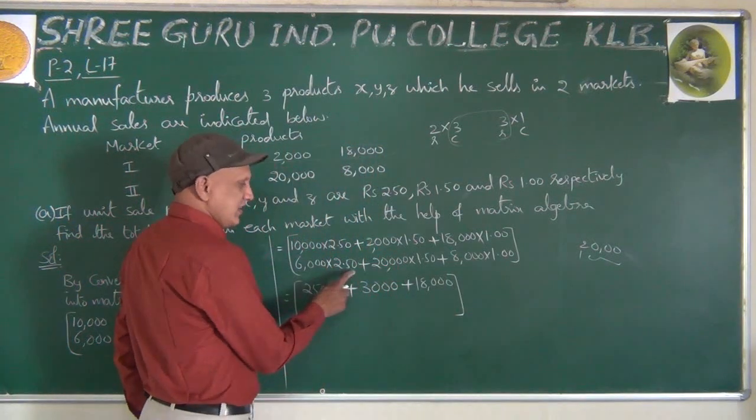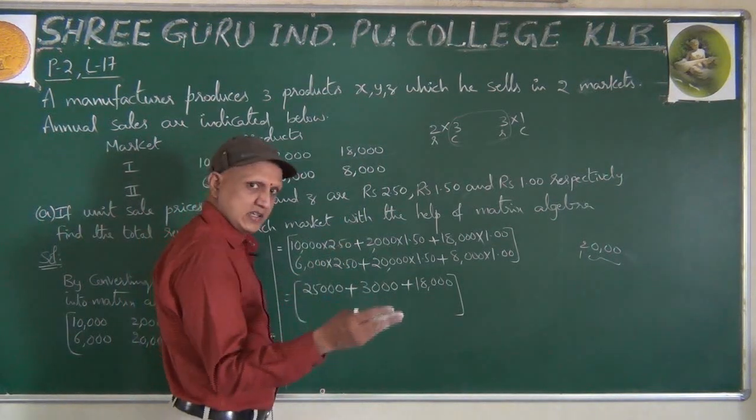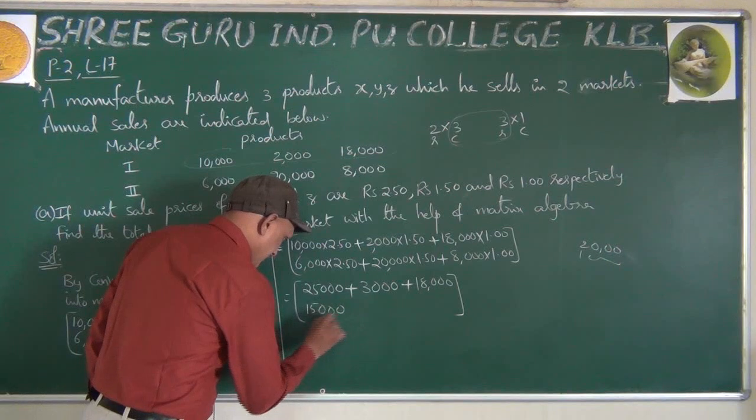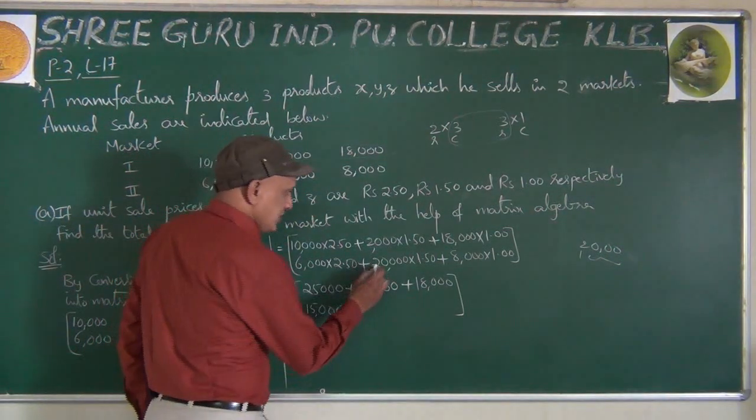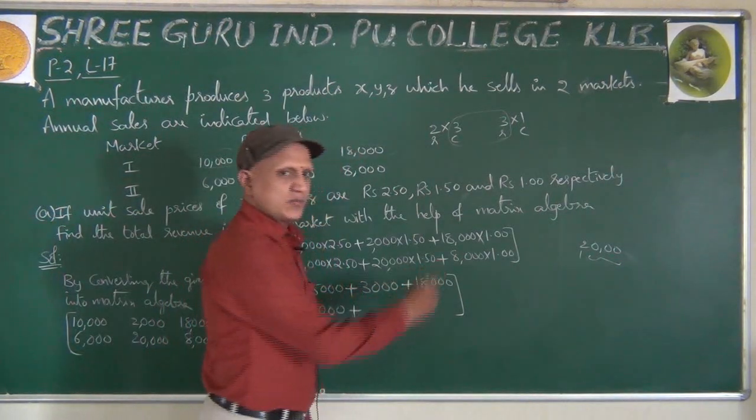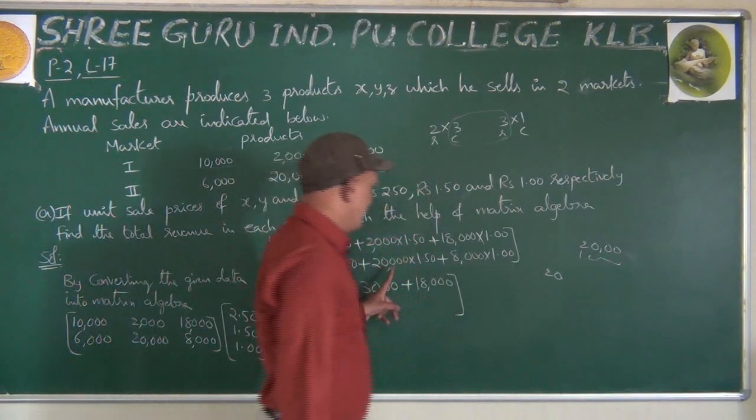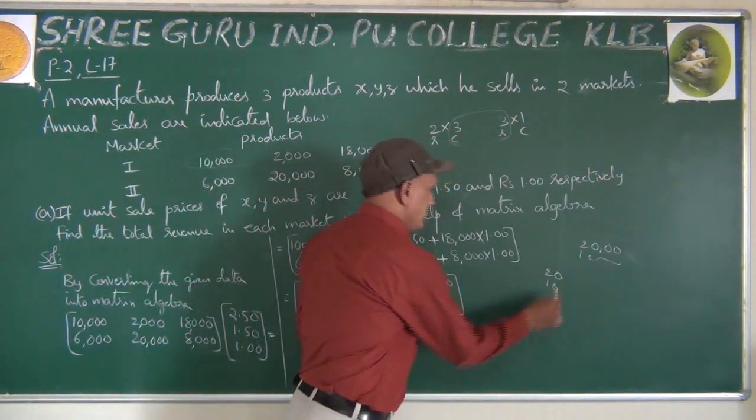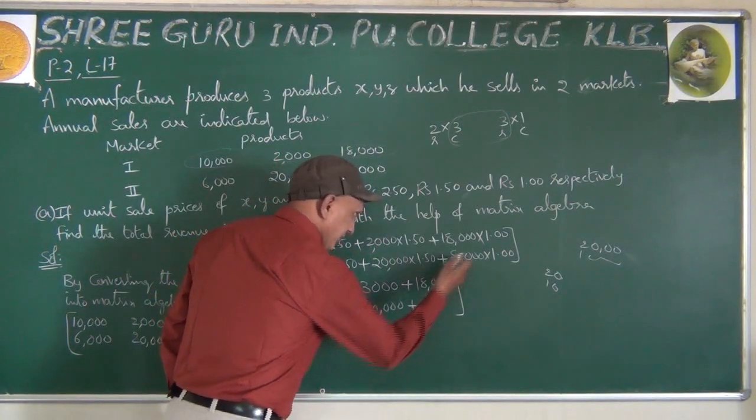Next, 6,000 into 2 is 12, and half of 6 is 3. 12 plus 3 is 15. Okay now, 20,000 into 1.5. 20,000 into 1 is 20,000, half of 20,000 is 10,000. That is 30,000. That is 8.